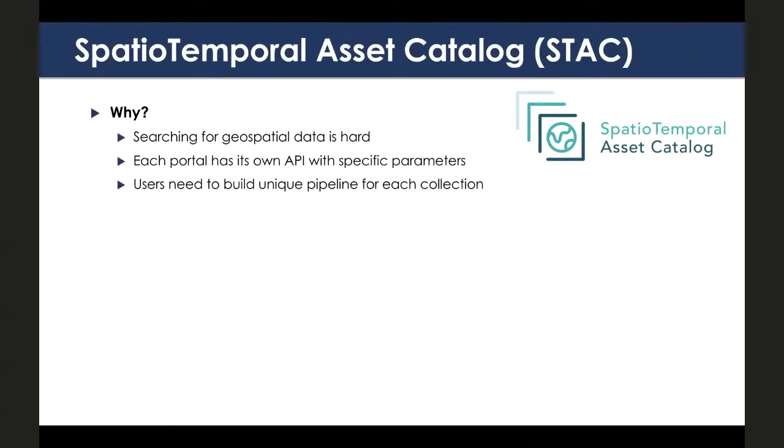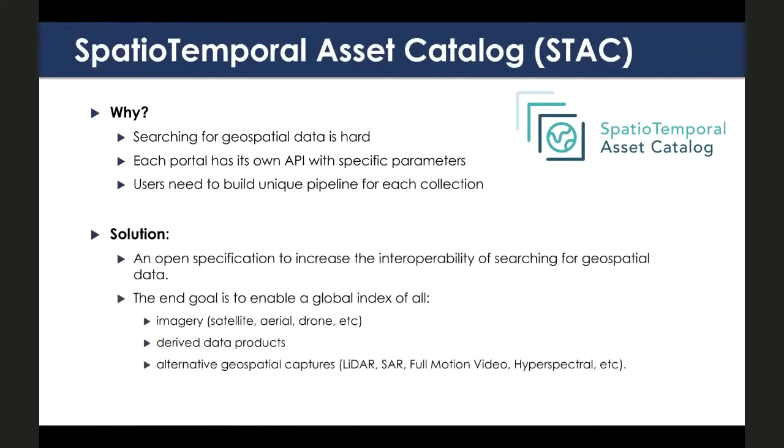So it would be ideal if we could have a standard API to search against all of the catalogs globally. That's why initially STAC was born, and Radiant was basically the thought leader behind STAC. It was a community effort, and it is still under active development as an open source technology. And the idea is we want to have an open specification to increase the interoperability of searching for global data. And these are all data that has spatio-temporal features.